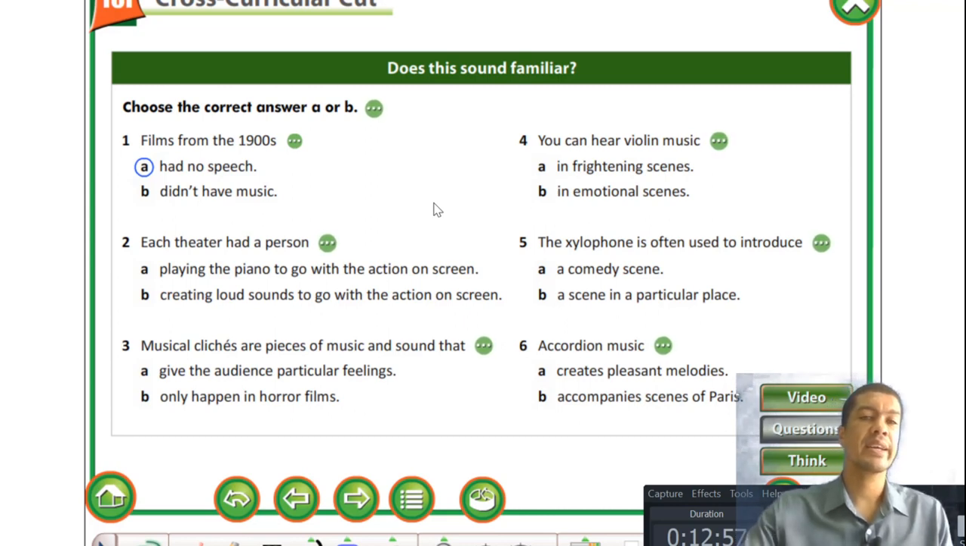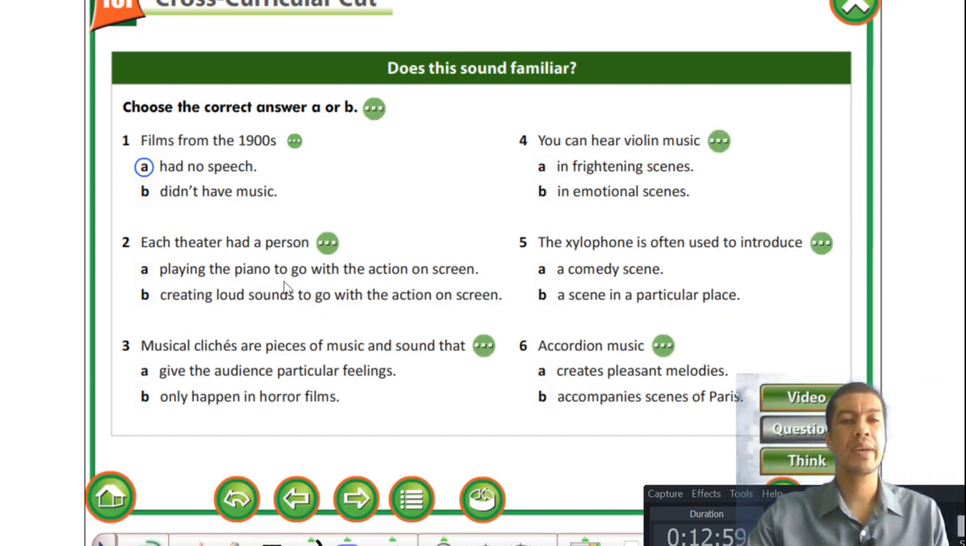Alright, each theater had a person doing what? Playing the piano to go with the action on screen, or creating loud sounds to go with the action on screen. So each theater had a person playing the piano, and not creating the loud sound. Alright, musical clichés are pieces of music and sound that do what? Give the audience particular feelings, or only happen in horror films. And the correct answer is gives the audience a particular feeling.